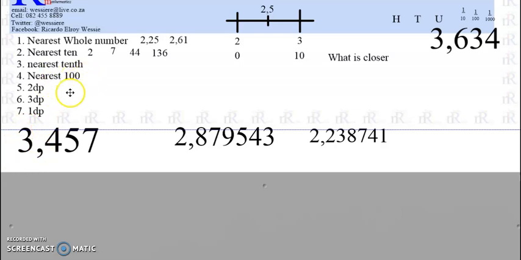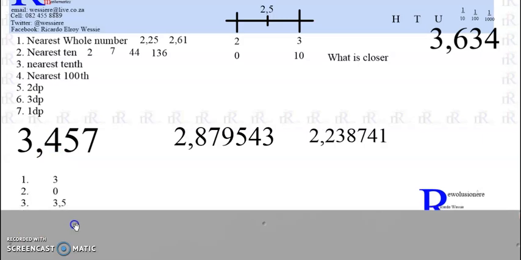To the nearest 100. Oh, to the nearest 10. 10, that means the first decimal place. I look at the next number, it's a 5. So this number becomes a 5. 3,5 will be my answer.